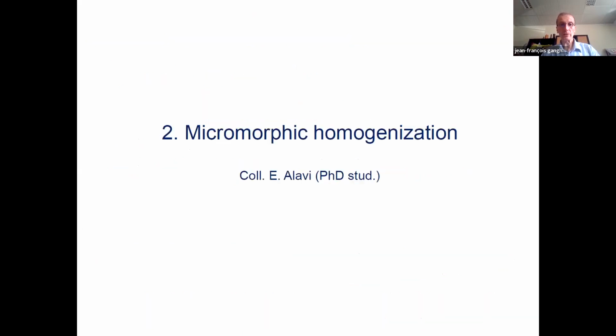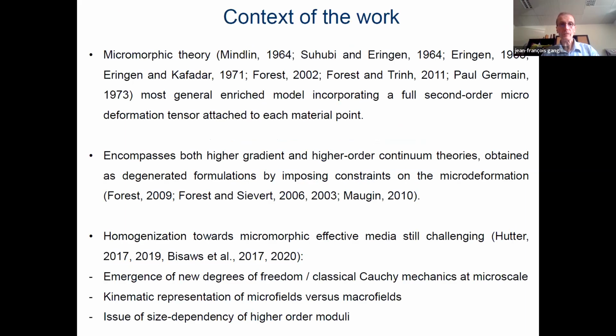So now I'm extending the purpose of the talk and moving to micromorphic homogenization. So just a few words about the context. Micromorphic theory incorporates, as I said in the beginning of the talk, a second order micro deformation tensor for each material point in the continuum. It includes all generalized media by suitable degeneration conditions.